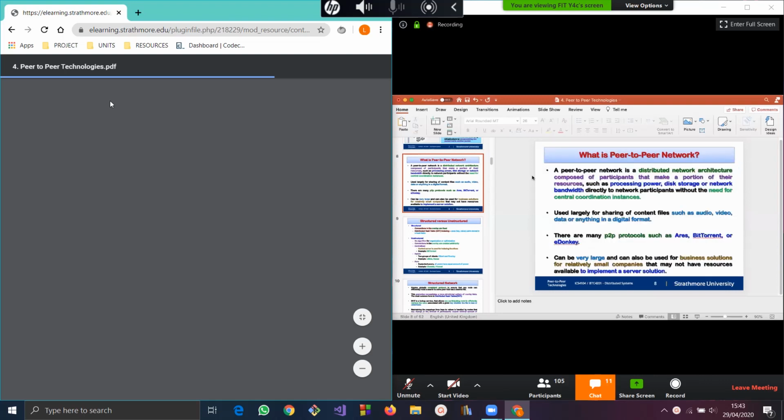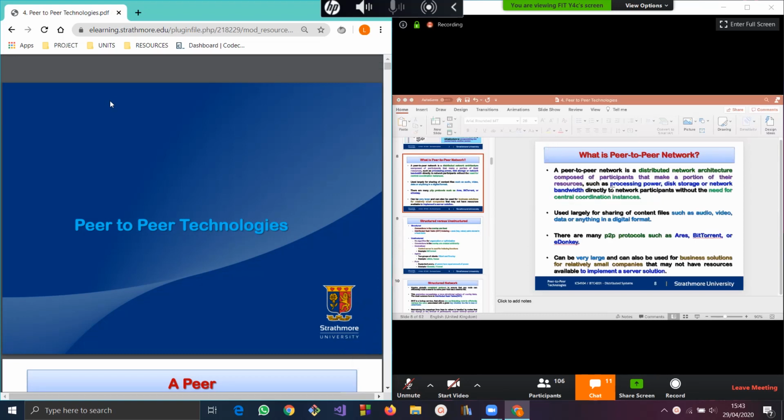So, what do we mean by a peer-to-peer network? It is a distributed architecture that is composed of resources such as processing power, disk storage, network bandwidth, and so forth, but without the need of central coordination instances. And this central coordination, we are talking about it in terms of servers. So now, the beauty of this, just to recap what I mentioned earlier: they still have processing power, disk storage, and network bandwidth, and hence they are as powerful.